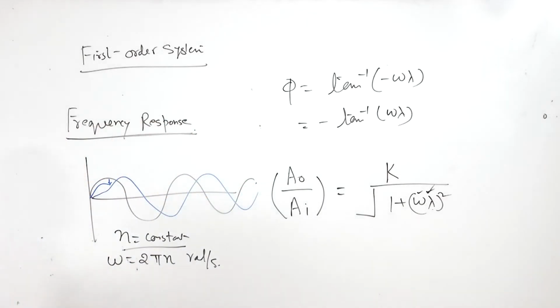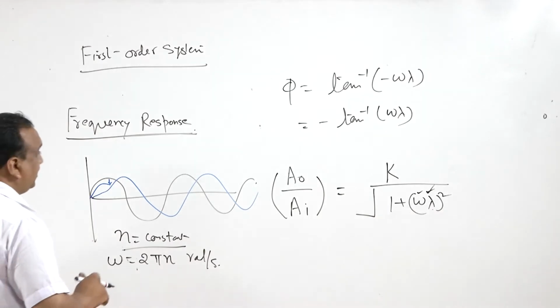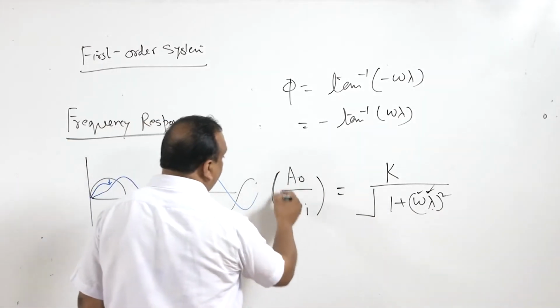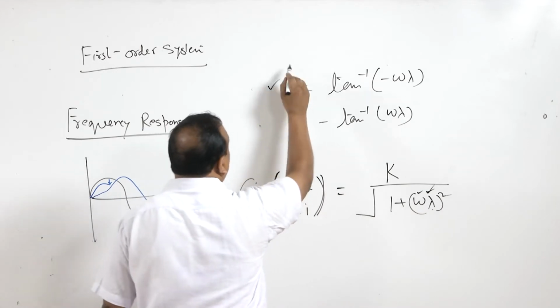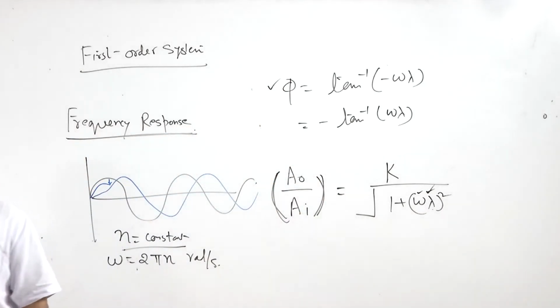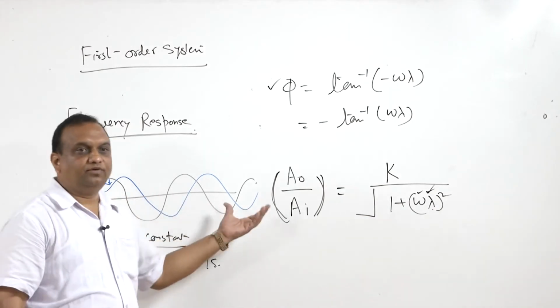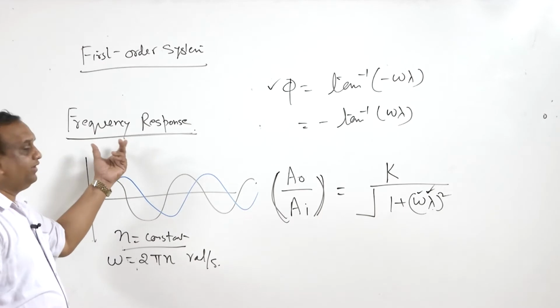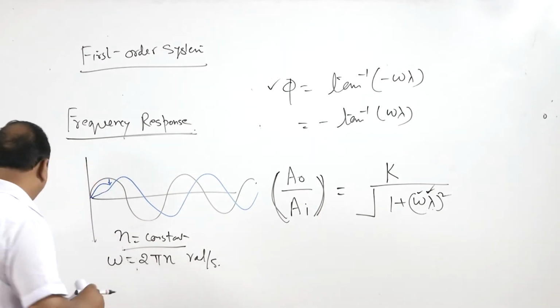So in the analysis of a first order system, there are only two things: one is amplitude ratio and another is phase lag. We will take some numerical problems one by one, and that will give you clear insight into how the system response is taken into account for a frequency input to the instrument.